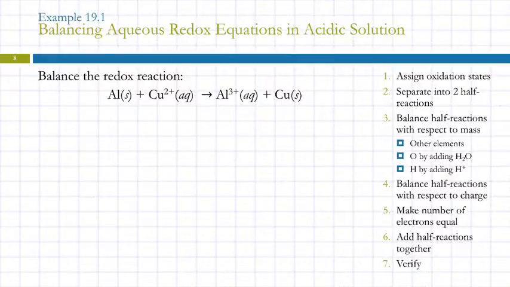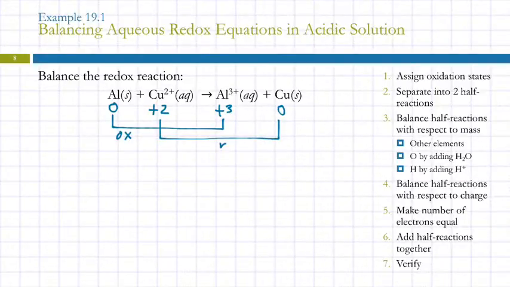So for the aluminum over here, Al, what's the oxidation state? 0. And for the copper 2 ion, +2. Over here for the aluminum ion, +3. And for copper metal, 0. With these, the charges and the oxidation states are exactly the same number. So then we need to identify what's being oxidized, what's being reduced. Well, the aluminum is going from 0 to +3. That's oxidation. The copper is going from +2 to 0. It's going down. That's reduction.